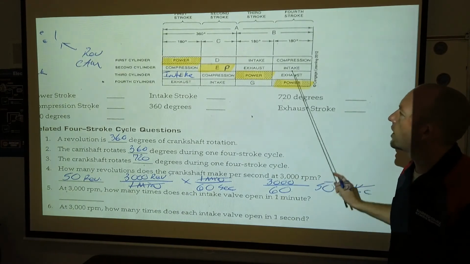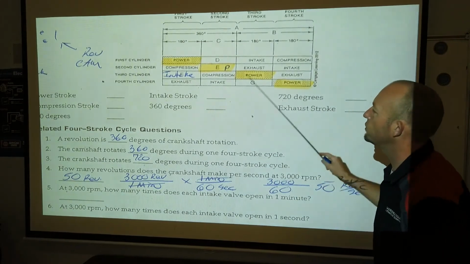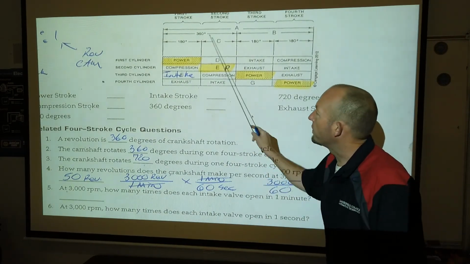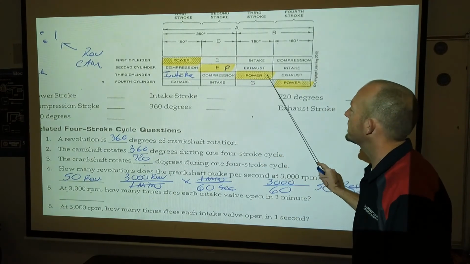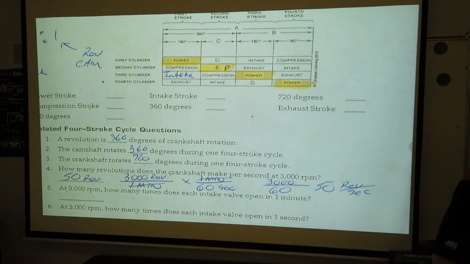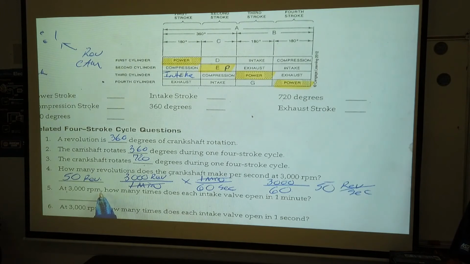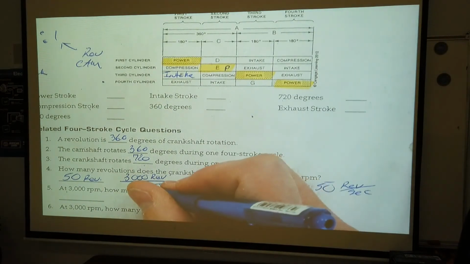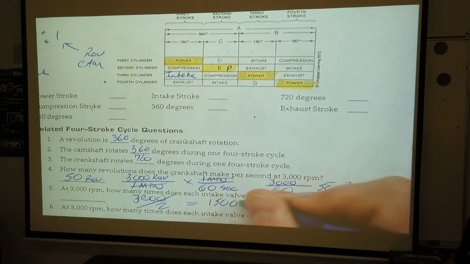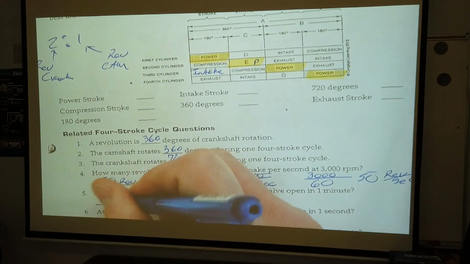So I have intake, compression, power, exhaust. We know that in our 4-stroke cycle, it takes 2 revolutions of the crankshaft. We have 1 revolution here, 1 revolution here. If we just look at this 3rd cylinder, we know that the intake valve would open on the intake stroke. So on this revolution of the crank, the intake valve opened, but on this revolution of the crank, it did not. So the intake valve would only open every other revolution. In 3,000 full revolutions, it would open every other revolution, so that's half the time. 3,000 divided by 2 gives me 1,500. So in 1 minute, at 3,000 RPMs, that intake valve would open 1,500 times.